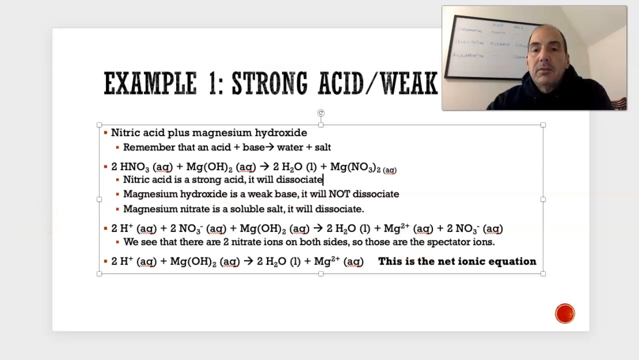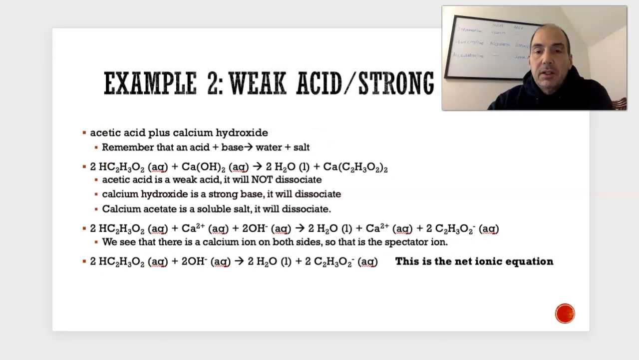All right, so now let's take a different scenario. Let's reverse it and go weak acid, strong base. So we're going to take acetic acid as our weak acid, calcium hydroxide as our strong base. Now acetic acid as a weak acid will not dissociate. Calcium hydroxide as a strong base will dissociate. Water, of course, is liquid. It's not going to dissociate. And calcium acetate, the salt that's produced, is soluble. Acetates are usually soluble, so we do dissociate it. And so now this time the calcium ion is the spectator ion. And so when we take that out, we're left with 2 acetic acid plus 2 hydroxide yields 2 waters plus 2 acetate ions, right?